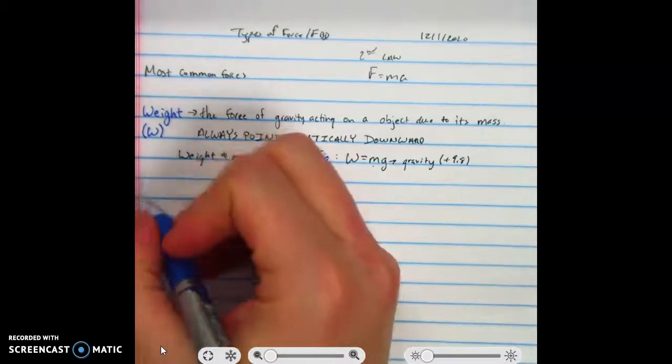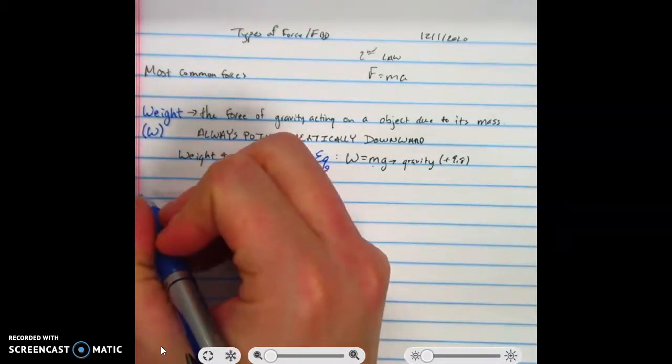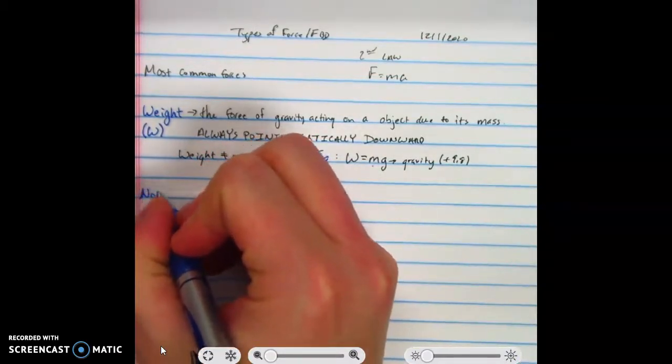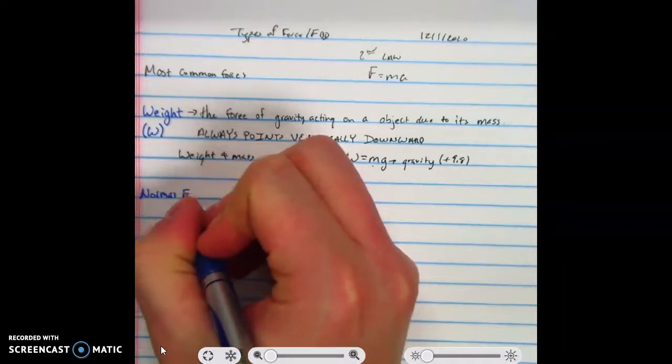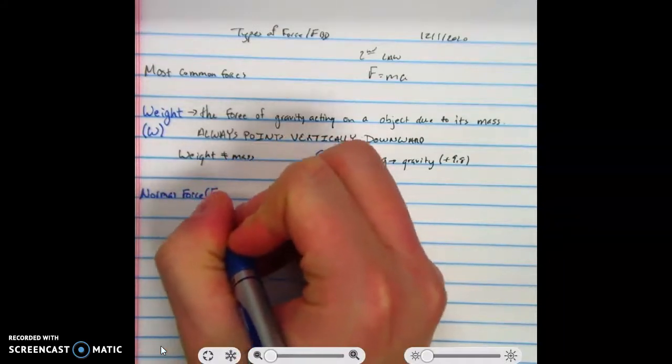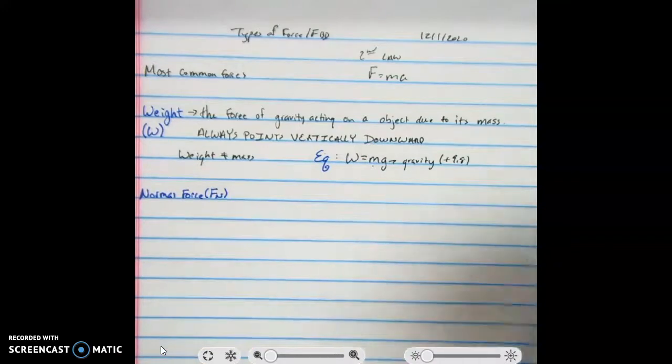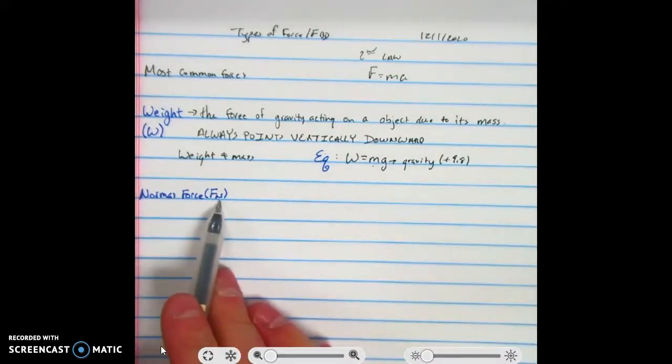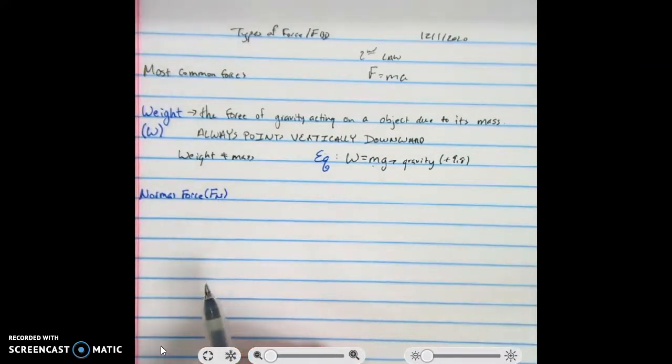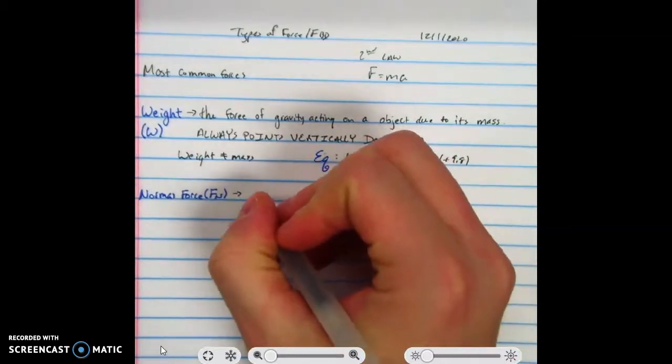The second most common type of force is something called the normal force, which is abbreviated to F with a subscript capital N. So normal force is the force between two solids. Never mind, I don't like that definition. How about this?